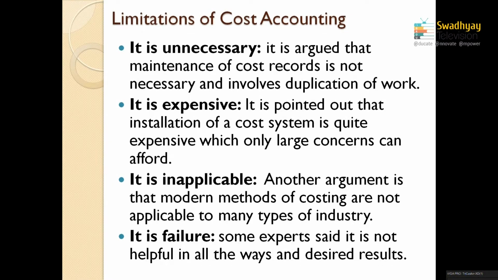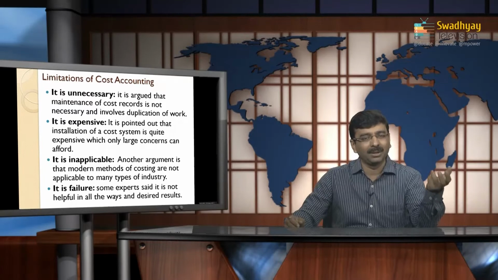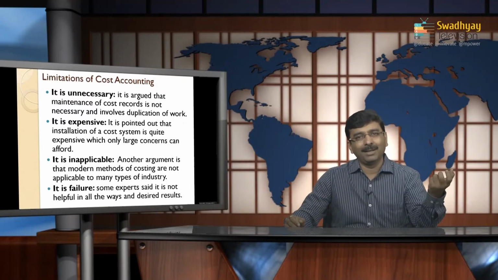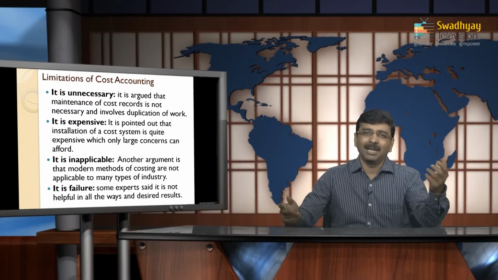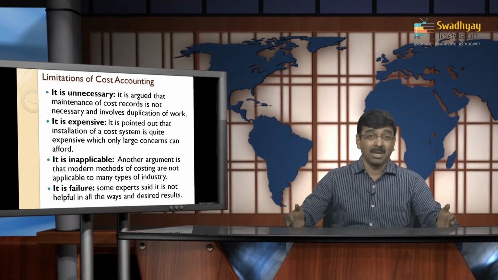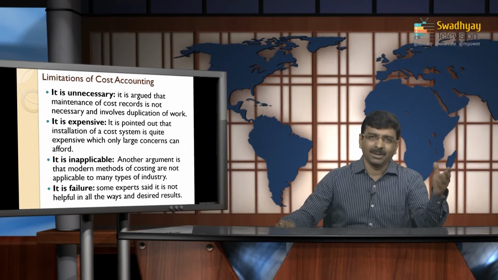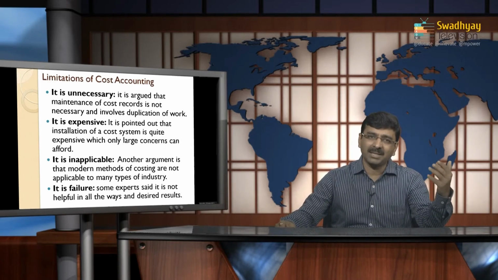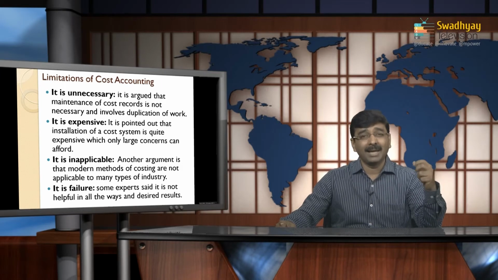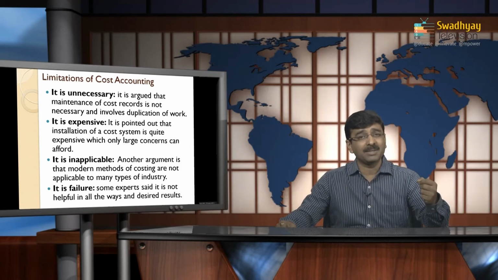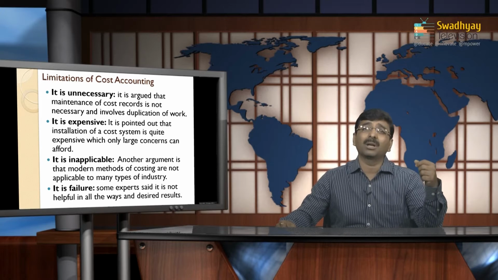Limitations, as I just want to tell you here, advantages and limitations are two sides of a coin. If there are some advantages, automatically the people who may not be compatible with a particular system or a particular thing always find certain limitations. The limitations like maybe it is unnecessary, maybe it is too expensive, it is inapplicable, or maybe it's a complete failure. These are the arguments raised by certain people who are maybe not willing to go with this particular system, or not comfortable with the system.